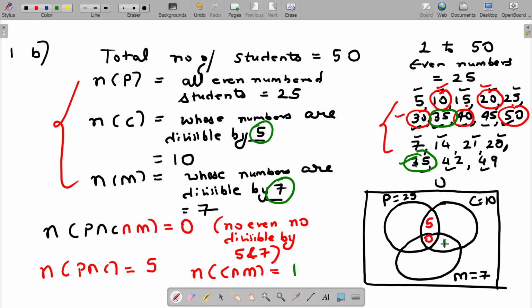Then number of students who opt for physics and maths, N of P intersection M. That means it should be an even number and it should be divisible by 7. So 14 is an even number divisible by 7. Then 28 is an even number divisible by 7. Then 42 is an even number divisible by 7. So 3. This I can write is 3.